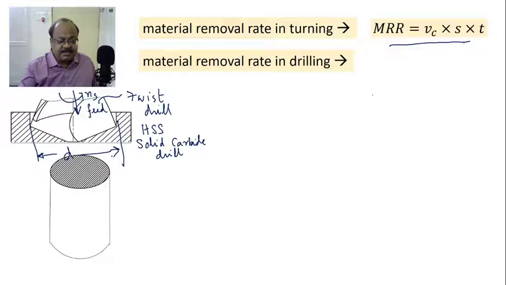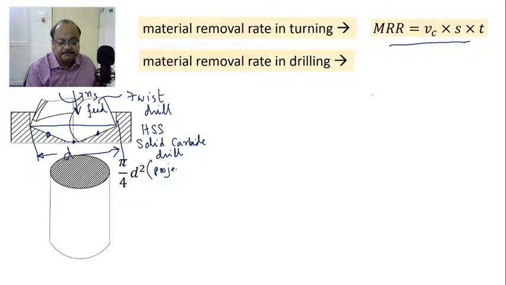What exactly is happening? This particular surface and this particular surface, if projected here, would be like this. This projected area has been shown here. This projected area is nothing but π/4 d², where d is the diameter of the drill.